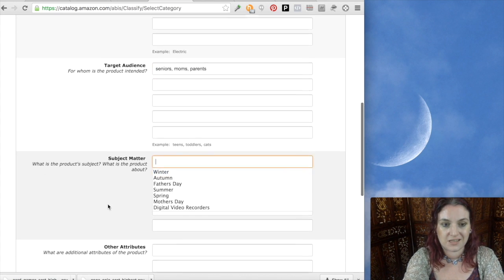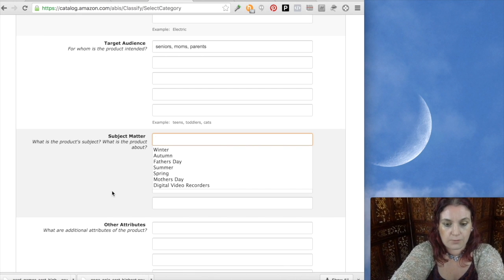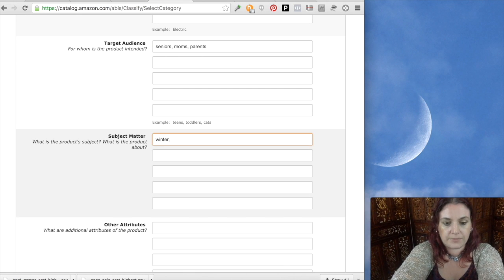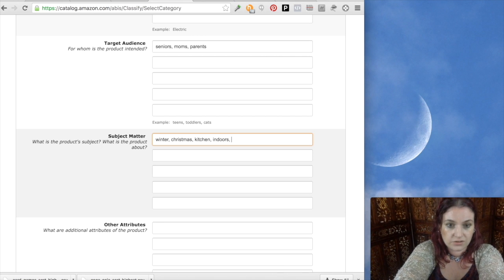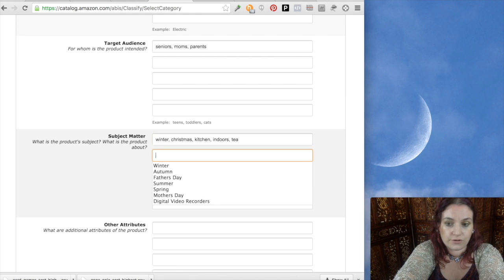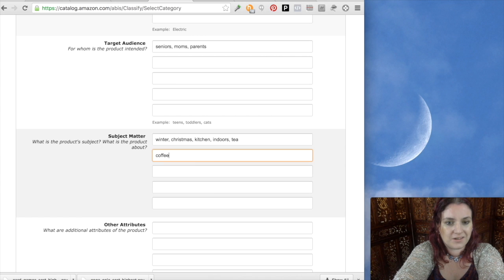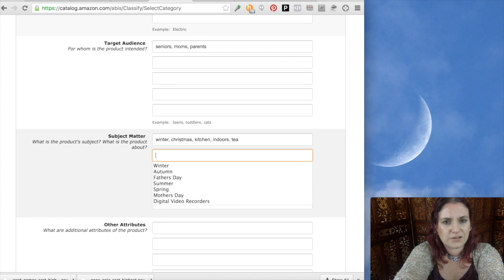When would you use this? This is where you can say, okay, winter is good for coffee cups. It's a Christmas mug. It actually came out for Christmas. You could use it in the kitchen. You can use it indoors. You could use it for tea. You can use it for, I don't know, coffee time. In England, we call it elevenses, but I don't think many Americans are going to be searching for elevenses. That's when we drink coffee in England. But you can really think about this, coffee break.